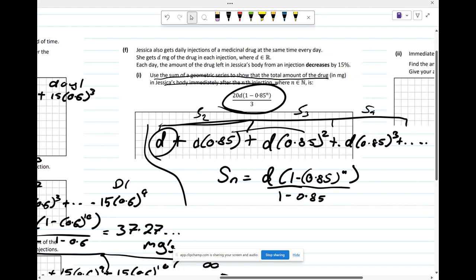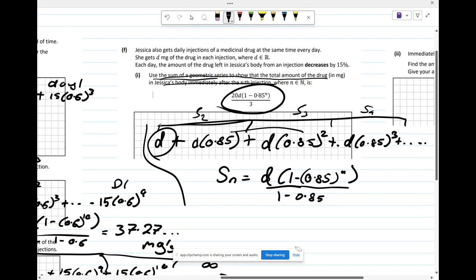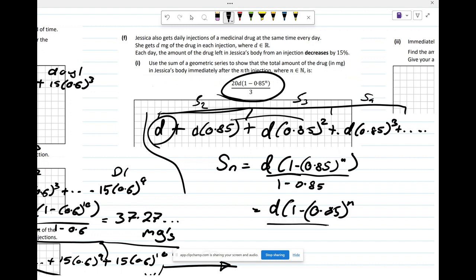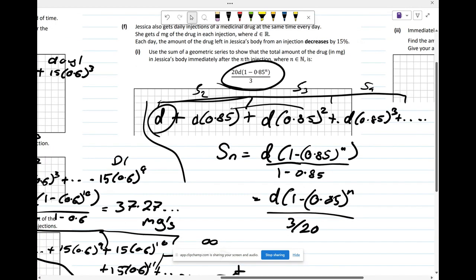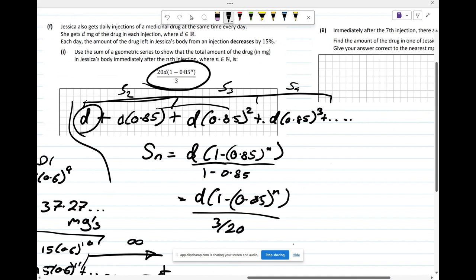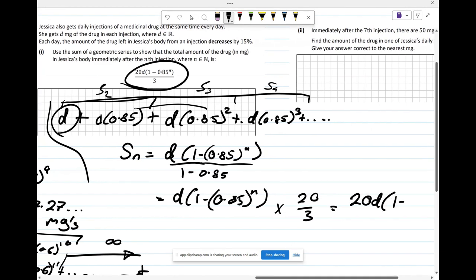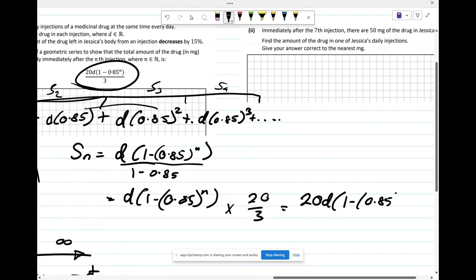And so now we just have to use the sum of the geometric series to show that the total amount of drug ingested goes immediately after. Okay, so if we put into our calculator d(1 minus 0.85 to the power of n) over... on the bottom here, 1 minus 0.85 is the same thing as 3/20ths. And we know if we divide by a fraction, that's the same as multiplying by the reciprocal of the fraction. And so that is just going to be 20d(1 minus 0.85 to the power of n) over 3, which is exactly what they wanted.